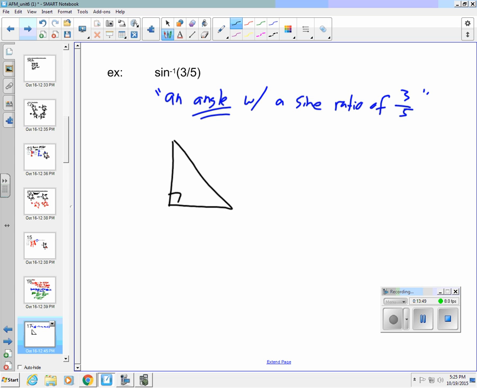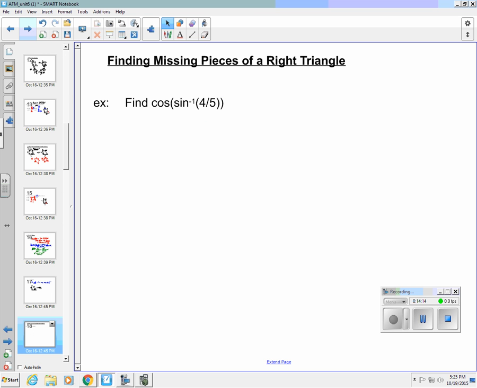Right, using our right triangle trig, if we pick an angle, sine ratio would be opposite over hypotenuse, so I can label the opposite side 3, hypotenuse 5. Right, and this is the angle that's sine inverse 3 over 5. It's an angle with a sine ratio of 3 over 5. So what we can do with this inverse trig is use it to find missing pieces of a right triangle without actually knowing the degree measure of an angle.